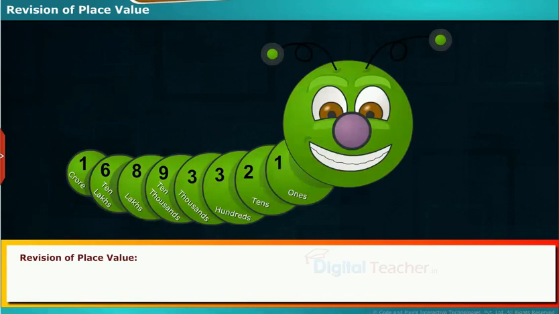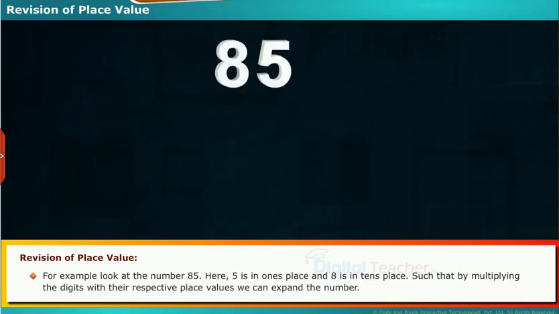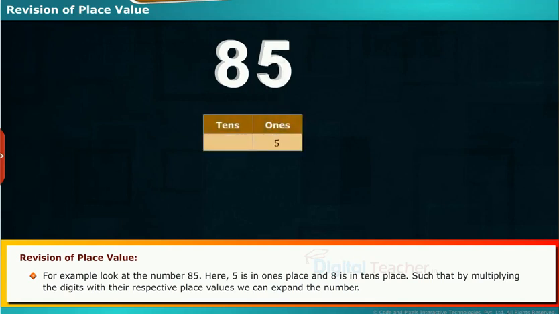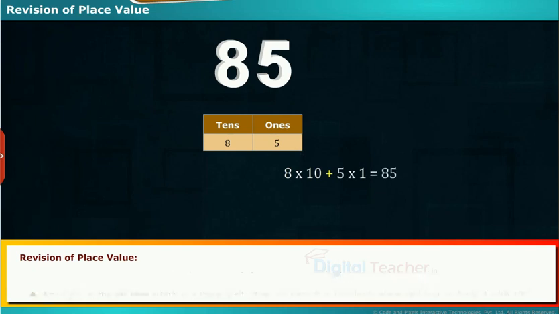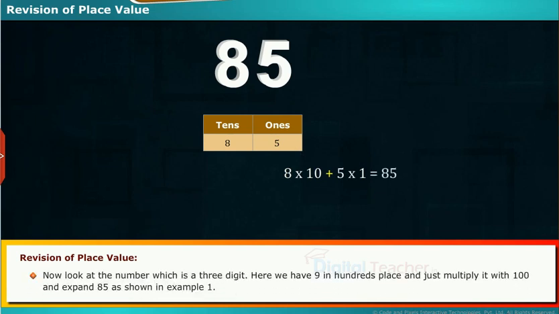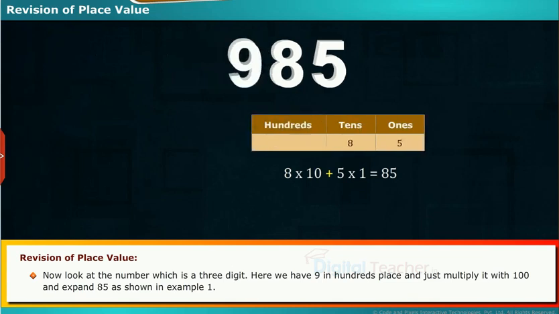Revision of place value. Let us revise the concept how to expand a number using place value. For example, look at the number 85. Here, 5 is in ones place and 8 is in tens place, such that by multiplying the digits with their respective place values, we can expand the number. Now look at the number 985, which is a 3-digit number. Here we have 9 in hundreds place and just multiply it with 100 and expand 85 as shown in example 1.